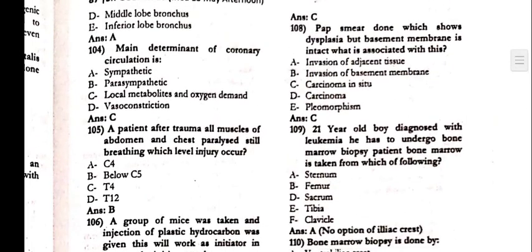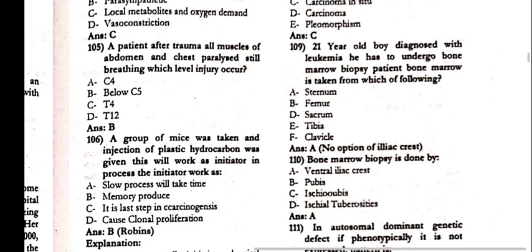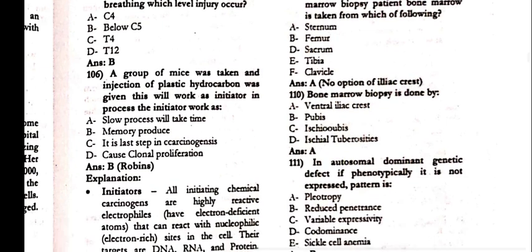108, a pap smear was done which shows dysplasia but the basement membrane is intact. What is associated with this? There is a carcinoma in situ. 109, a 21-year-old boy diagnosed with leukemia has to undergo a bone marrow biopsy. The bone marrow biopsy is taken from which of the following? Option A, sternum. Bone marrow biopsy is done from the anterior iliac crest.